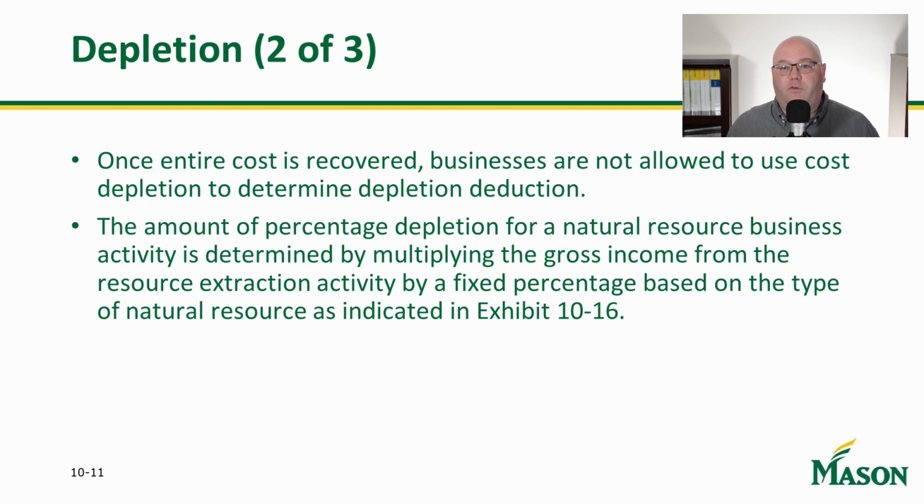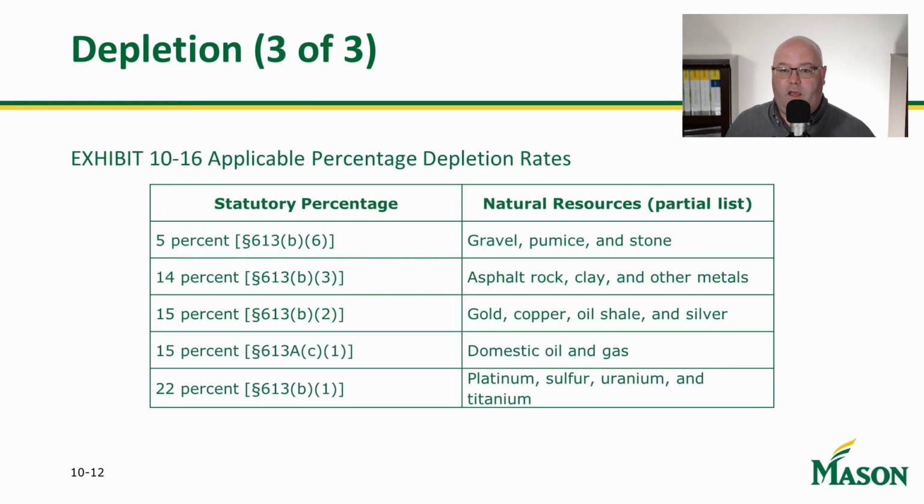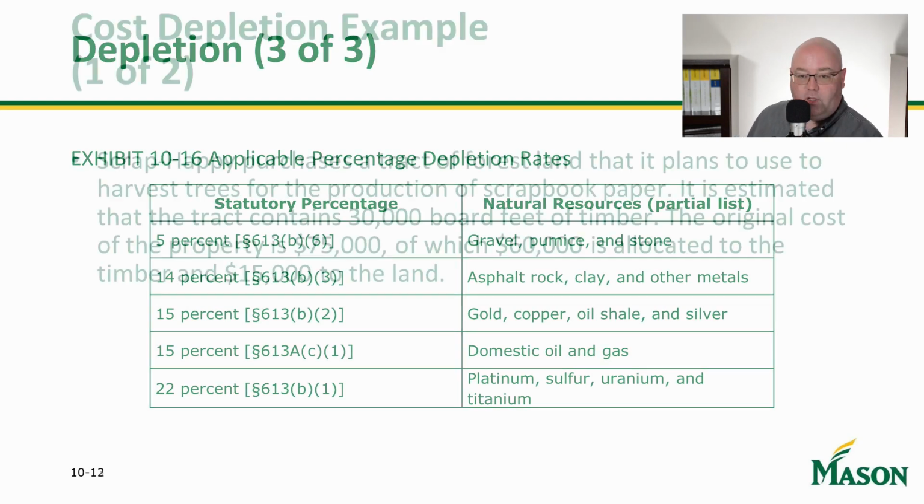Percentage depletion is determined by multiplying the gross income from the resources extracted by an activity by a fixed percentage based on the type of natural resource, and that is going to be in Exhibit 10-16. And there it is, 10-16. So that's what you're going to end up doing with it.